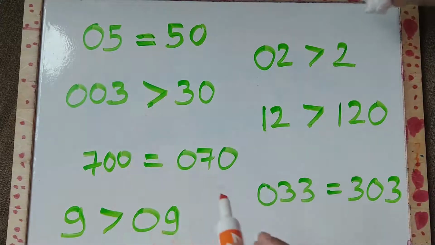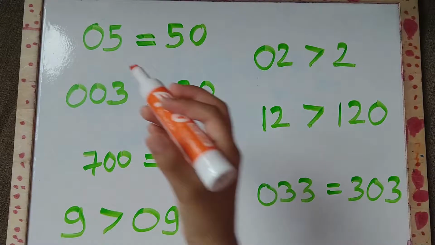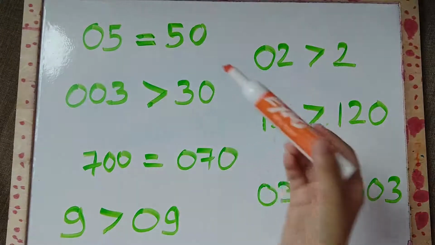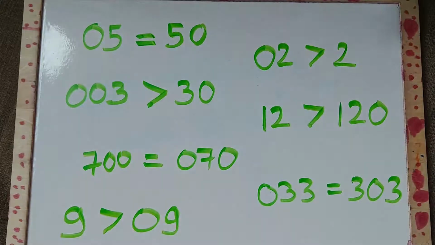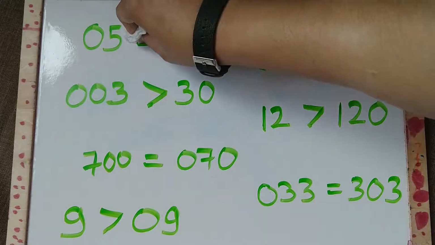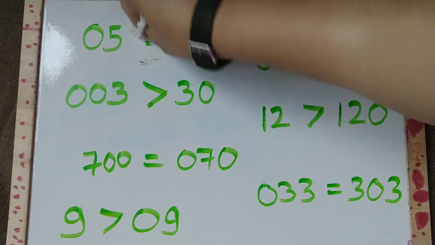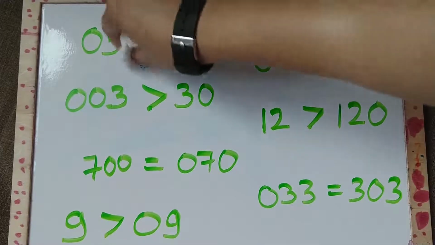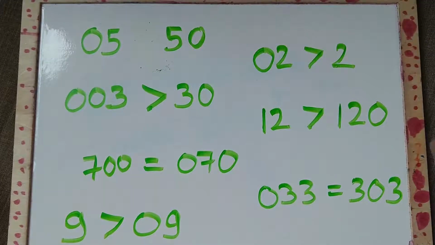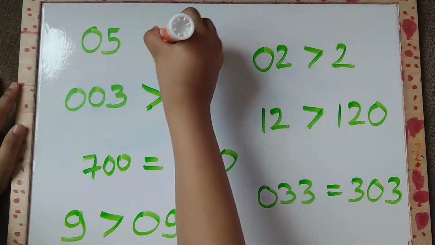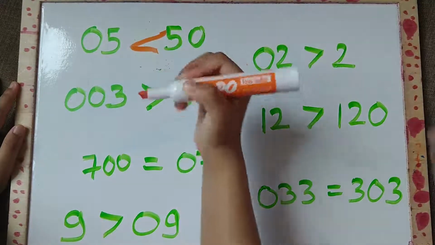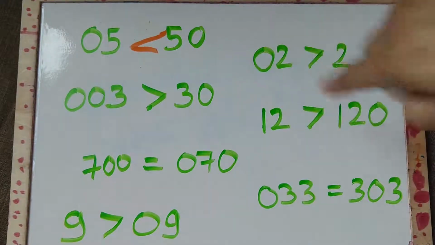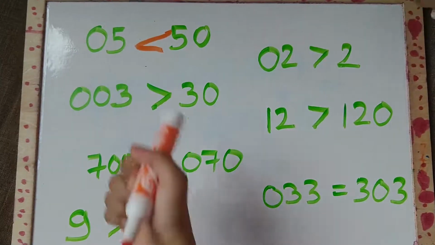It's the equal sign. So what are you going to do? Turn this equal sign this way. Okay, which sign are you going to make? This is the crocodile sign. Crocodile mouth. Okay, make it. Fine. Why did you open the crocodile mouth towards this number?